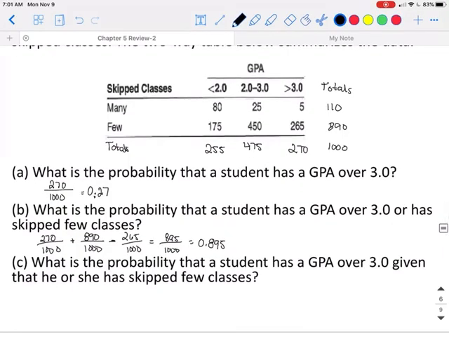What is the probability that a student has a GPA over 3.0 given that he or she has skipped few classes? So we know they skipped few classes, so that's only 890 of the students. And of those 890, how many of them have a GPA over 3.0? And that's 265. And that gives us 29.8% of the students who skipped few classes had over a 3.0.